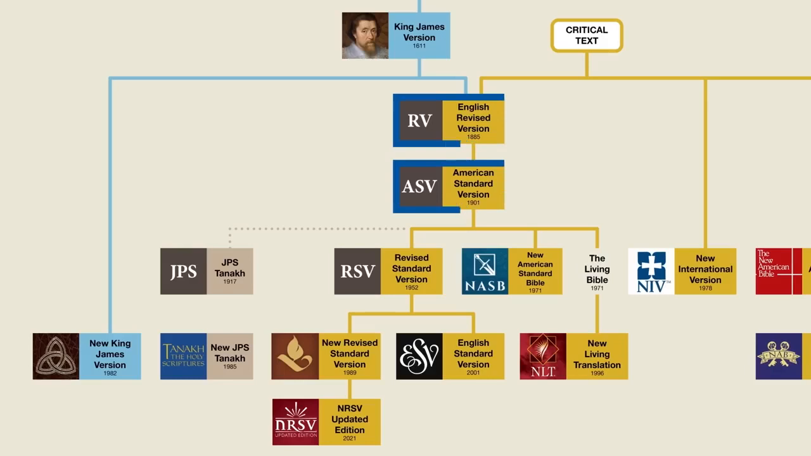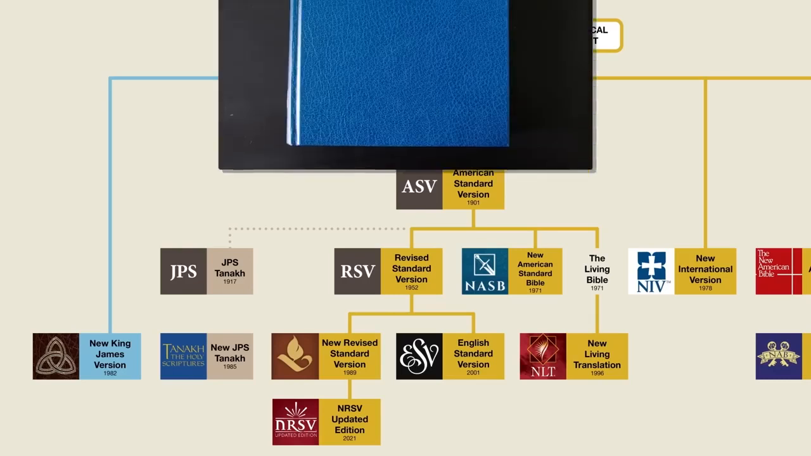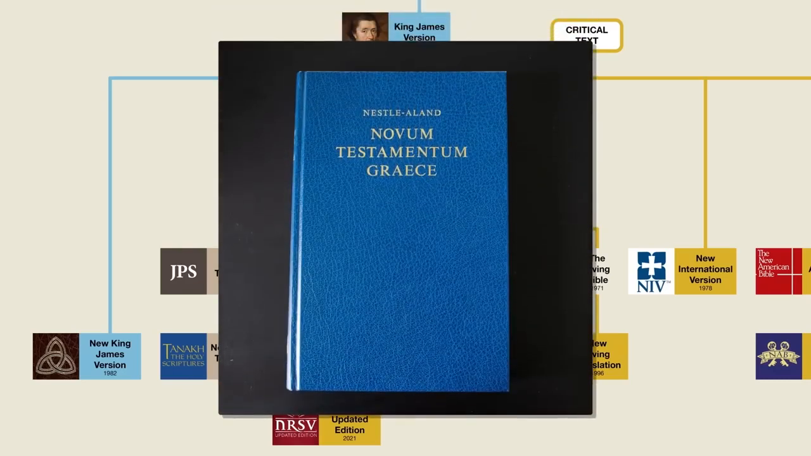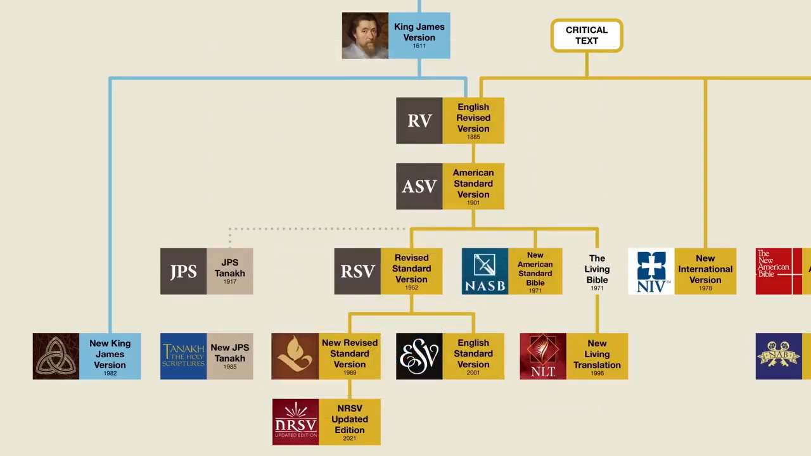So the Revised Version, and everything that comes after it, uses this new critical text instead of the much older Textus Receptus. Nowadays, the critical text comes in the form of the Nestle-Aland Novum Testamentum Graece, which I mentioned earlier, and which is also sometimes referred to as the UBS text, which stands for the United Bible Society. Okay, now after the American Standard Version, the tree splits in a few different directions.